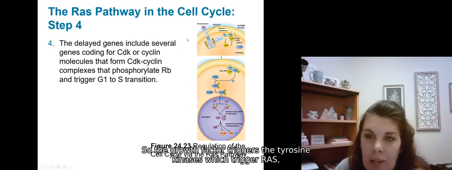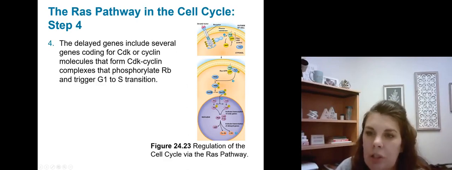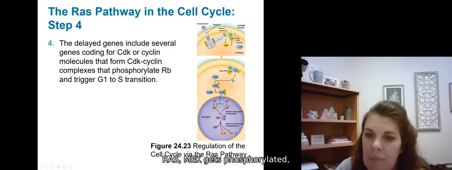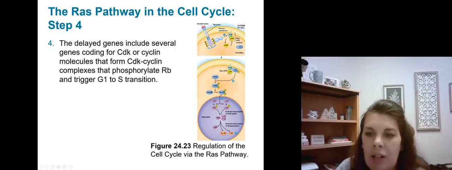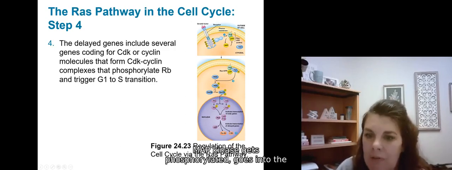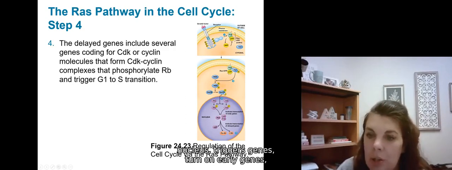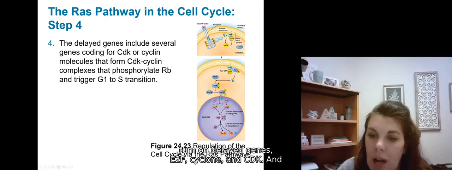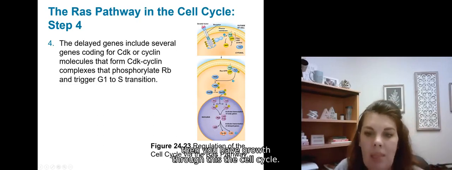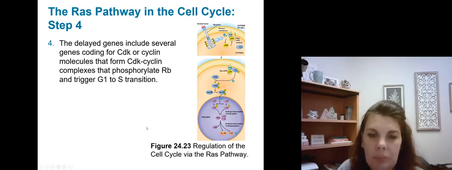So the growth factor triggers the tyrosine kinases, which trigger RAS, RAF, MEK gets phosphorylated, MAP kinase gets phosphorylated, goes into the nucleus, triggers Jun, turn on early genes, turn on delayed genes, E2F, cyclin, and CDK. And then you have growth through the cell cycle.